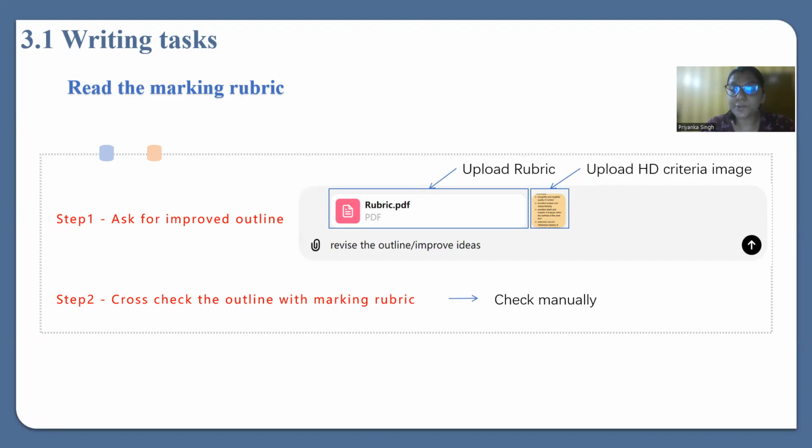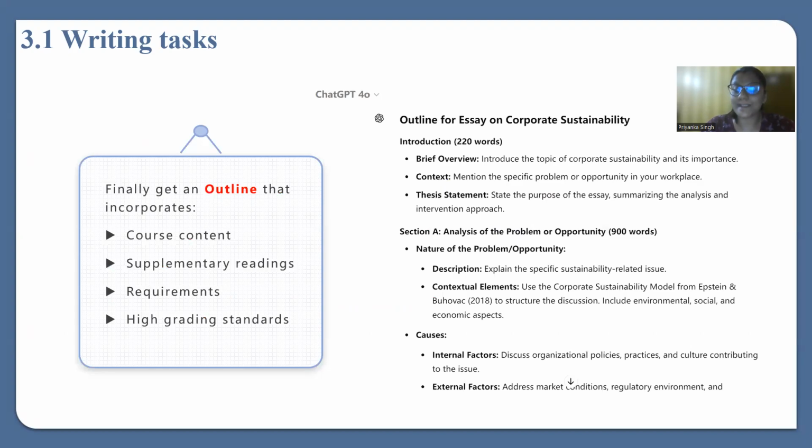Please note it is crucial to check the HD criteria separately to aim for the highest quality. Finally, manually cross-check the AI-generated outline with the rubric to ensure all requirements are met. This approach ensures your work aligns with the highest standards. Following these steps will give you an outline that includes course content, supplementary readings, requirements, and high grading standards. Ensure you manually double-check the content to meet all assignment details.